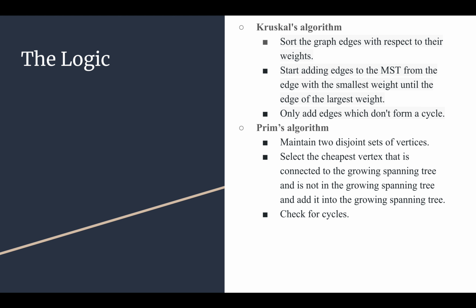And second, Prim's algorithm. It starts with an empty spanning tree. The idea is to maintain two sets of vertices. The first set contains the vertices already included in the MST, and the other contains the vertices not yet included. At every step, it considers all the edges that connect the two sets and picks the minimum weight. After picking the edge, it moves the other endpoint of the edge to the set that contains the MST.